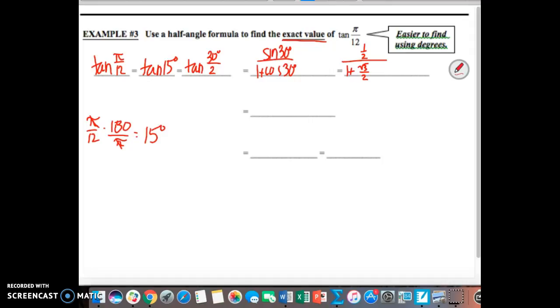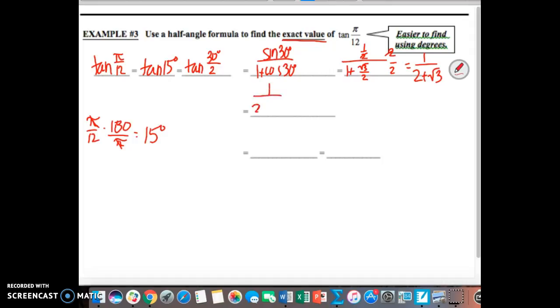To get rid of our denominator, we want to multiply by 2 over 2. So in our numerator, our 2's will cancel. In our denominator, we need to be a little more careful. We need to be sure that that 2 gets distributed to both the 1 and the square root of 3 over 2. So we're left with 1 over 2 plus the square root of 3.